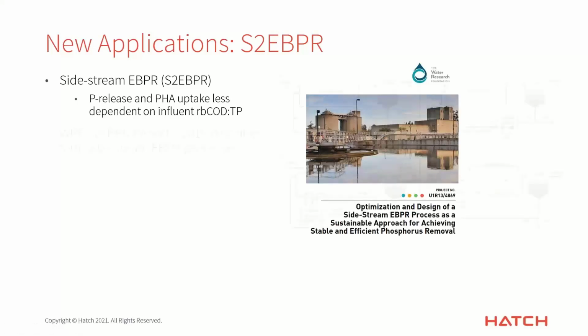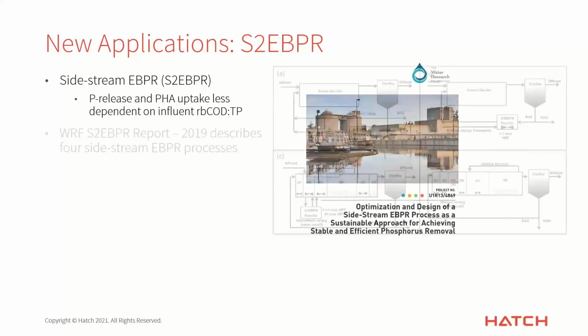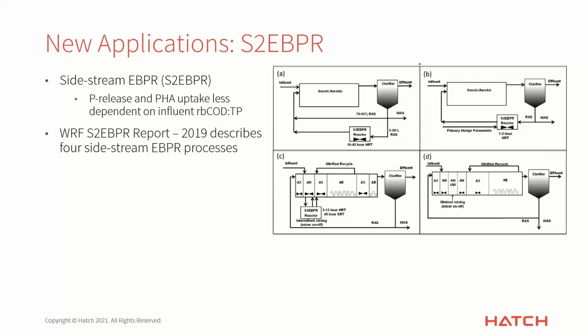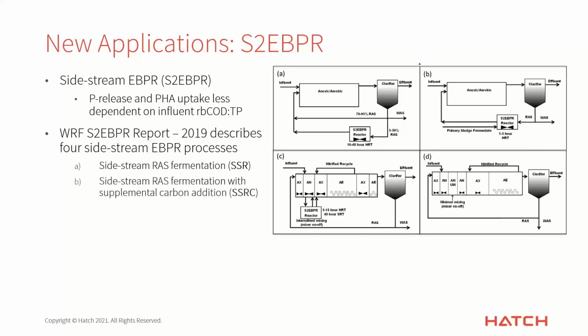And this report detailed 4 different types of side stream EBPR. So I'm just going to briefly explain what those are. First, there's the side stream RAS fermentation. This is where a side stream reactor is added to the RAS stream, and about 5 to 30% of the RAS is diverted to that reactor, typically with an HRT anywhere between 16 to 48 hours. The next one you can see here is the side stream RAS fermentation with supplemental carbon addition.